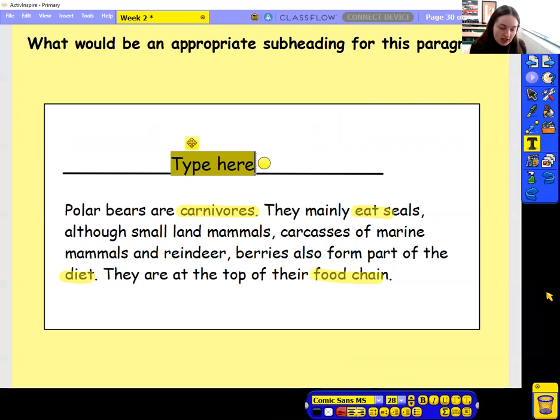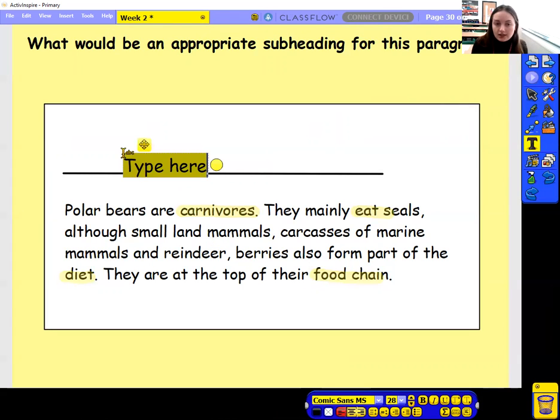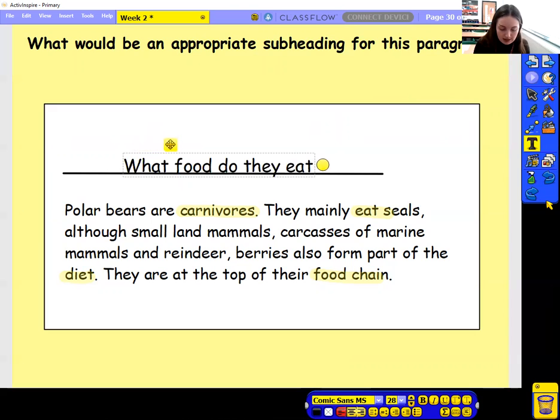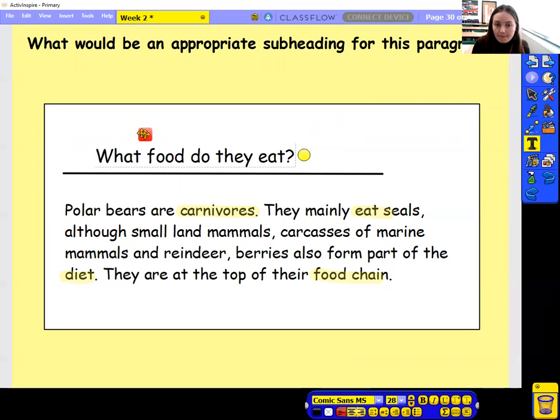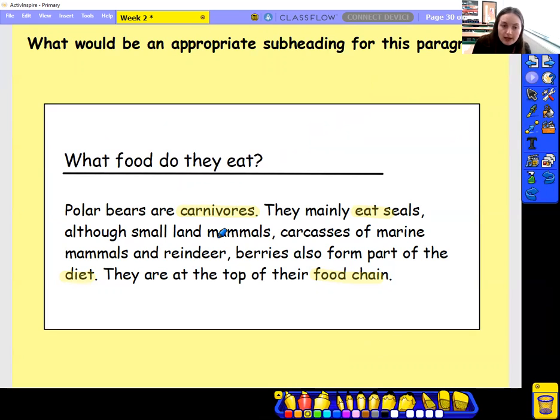I might want to word it as a question, just like we've had in the last slide where we were talking about the dodos. What do they look like? Where are they from? Why are they extinct? What food do they eat? Question mark. Can you see how I have made sure that my subheading has food in it, that key word, and eat in it? It's telling me that this paragraph is going to talk about the food that the polar bears eat.